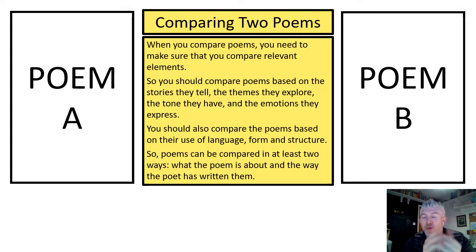So when we move on to comparing poems, we need to make sure that we're also comparing relevant elements. So what that means is we should compare poems based on the stories they tell, or the themes they explore, or the tone that they have, and the emotions they express. And in addition to that, you can also compare the poems based on their use of language, or their use of form, or their use of structure. So poems, just like those pictures of the animals, can be compared in two ways. One is what the poem is about, and the second way is how the poet has written them.